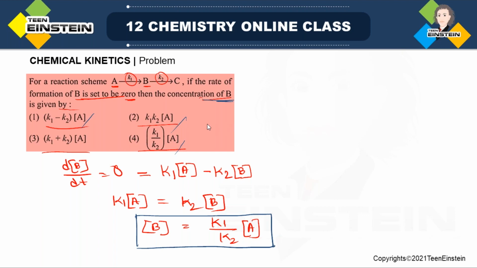Which one is correct? It is option 4. Okay, K1 into A by K2.